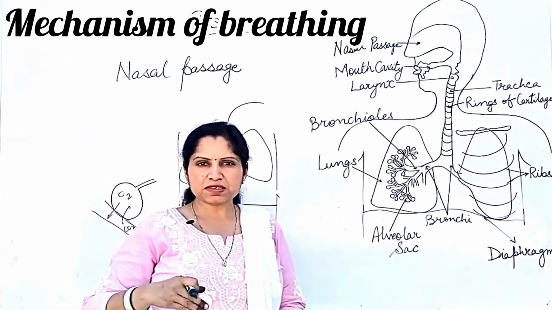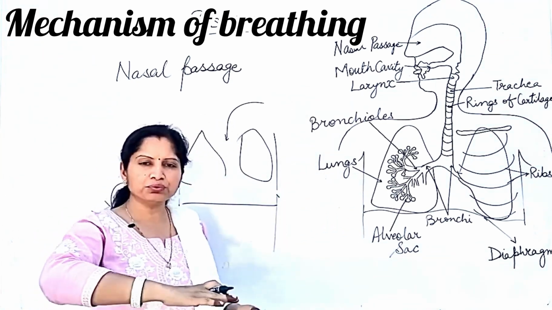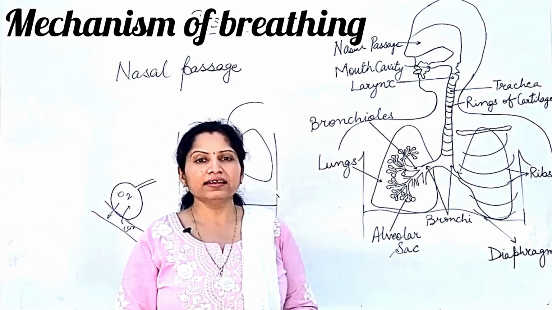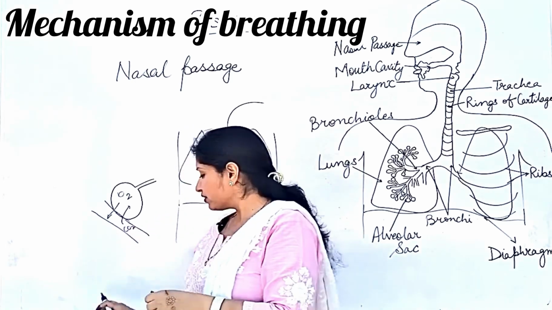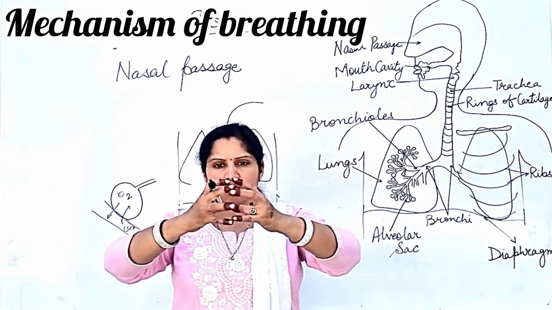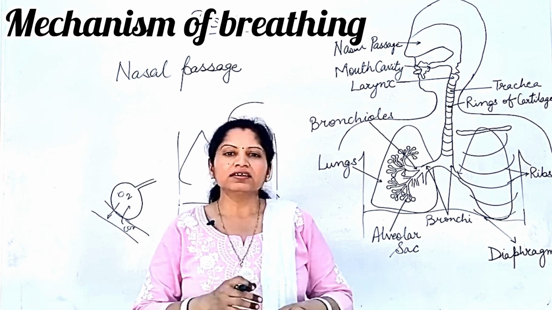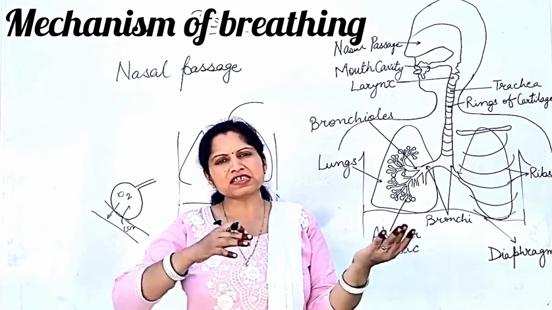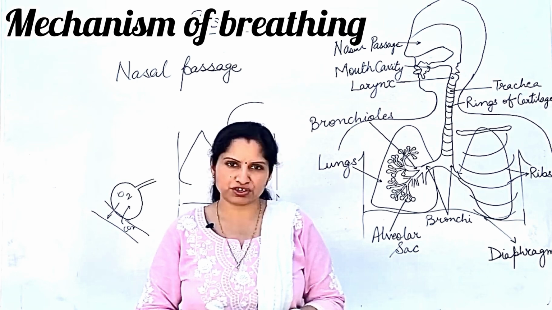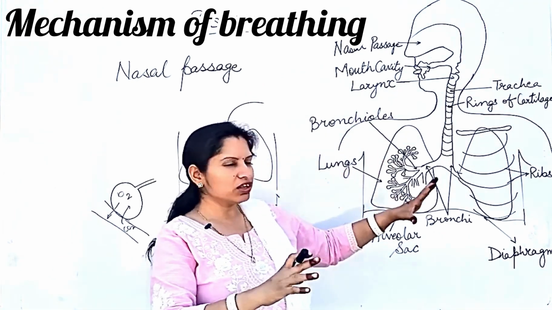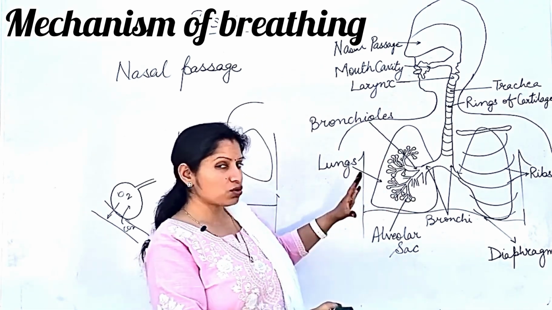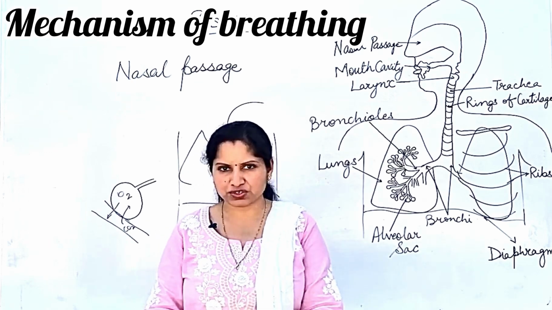Okay, so during inspiration, the diaphragm moves downwards and flattens, and the rib cage moves forwards. The rib cage is going to move forward, thus increasing the size of the chest cavity. Fine, that is during inspiration. During expiration, the process will be just the opposite of that. So that is all about respiration. That is all about the breathing process also.